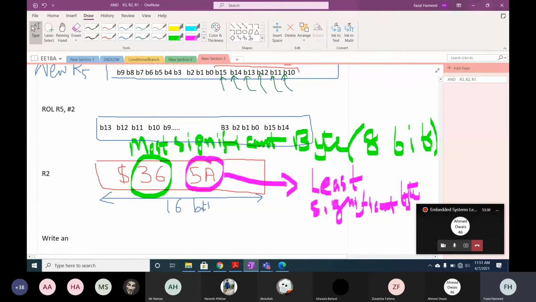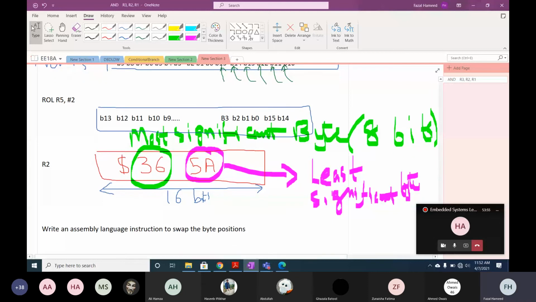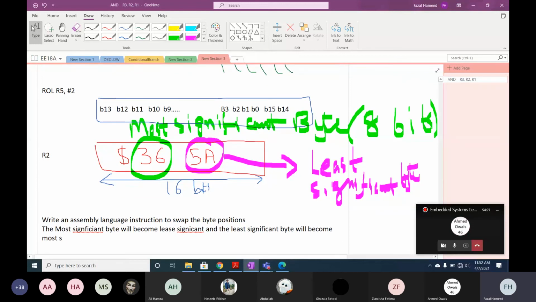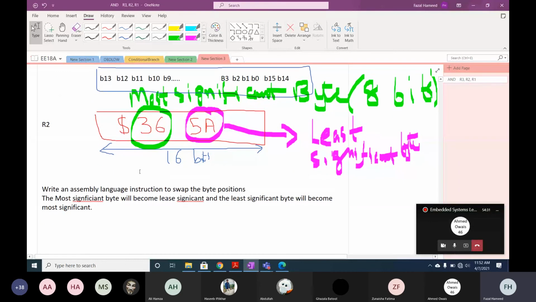Write an assembly language instruction to swap the bytes. It means that the most significant byte will become the least significant, and the least significant byte will become the most significant. So what should the new contents of R2 be for this problem?